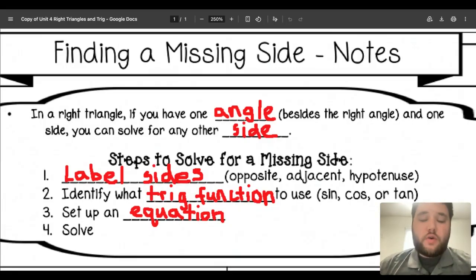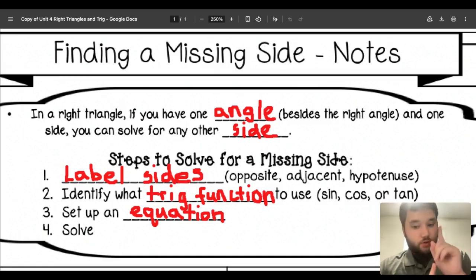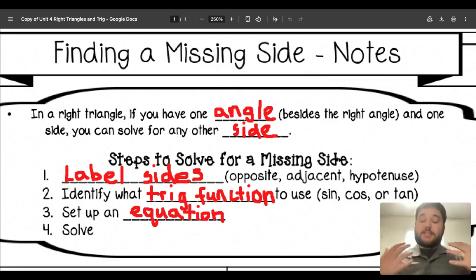In this video, we are going to go over the steps of finding a missing side length in a right triangle. In a right triangle, in order to solve for a missing side, you need two things. You need one of the angles that is not the right angle, so one of your reference angles. And you need one of the sides. It can be any of the three. If you have those two things, you have enough info to solve for a side in your right triangle.